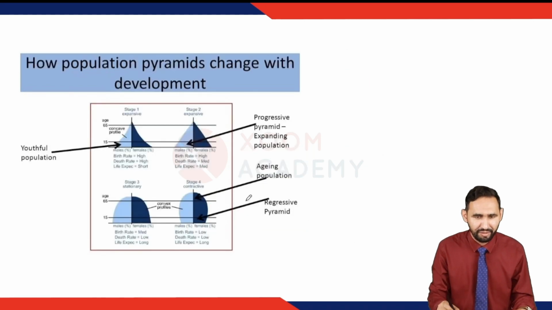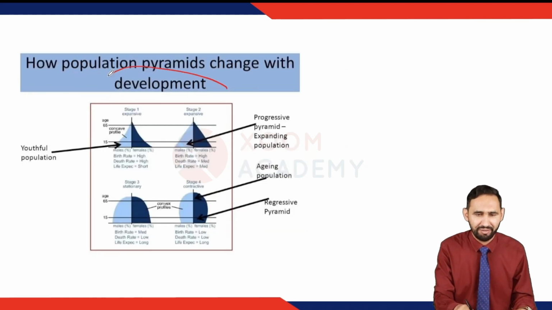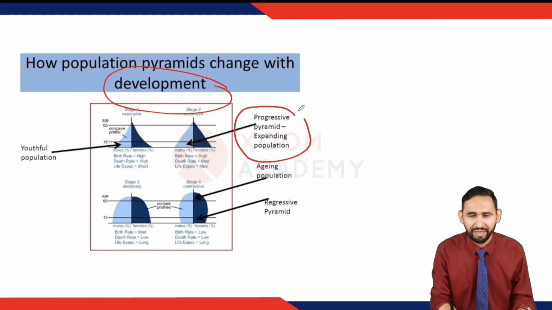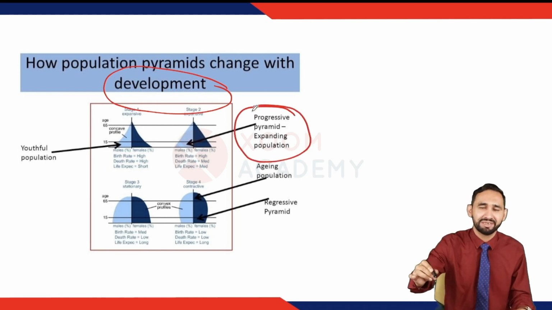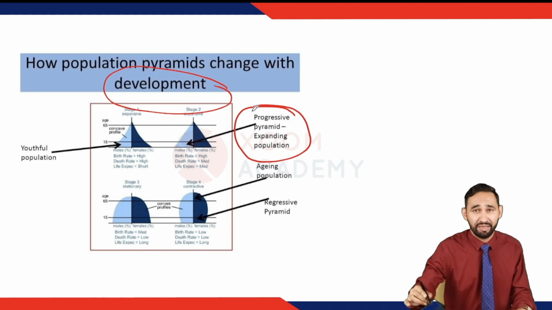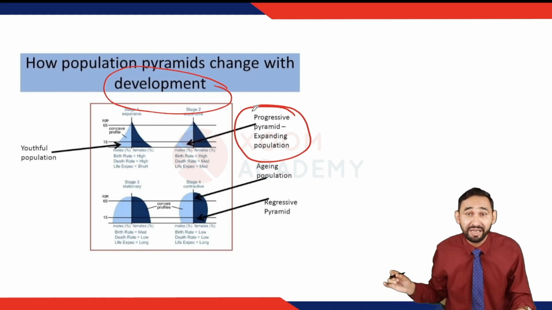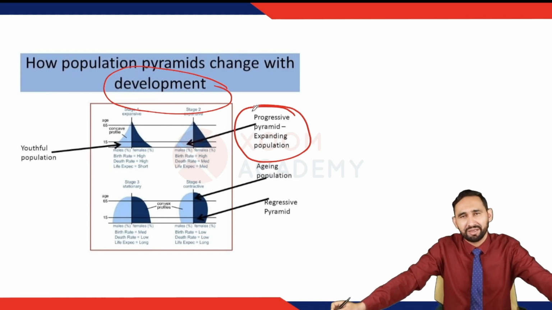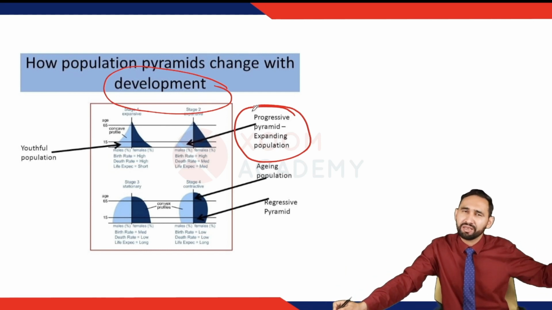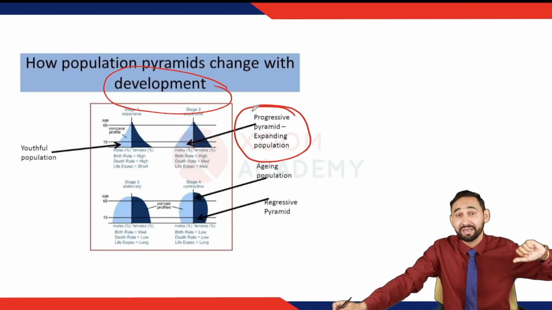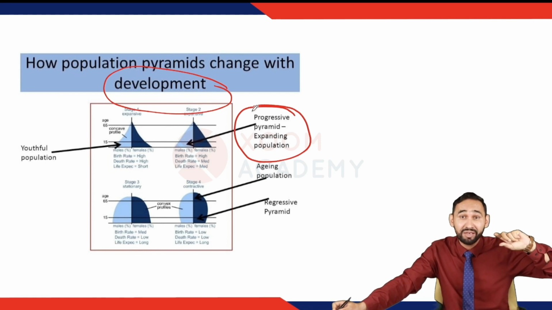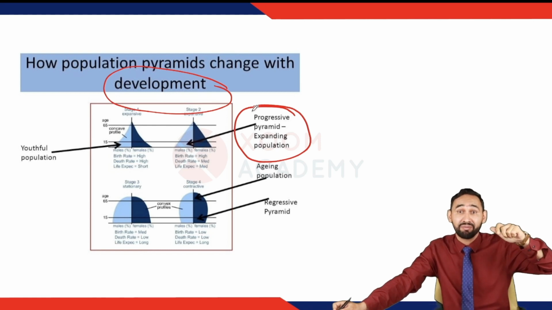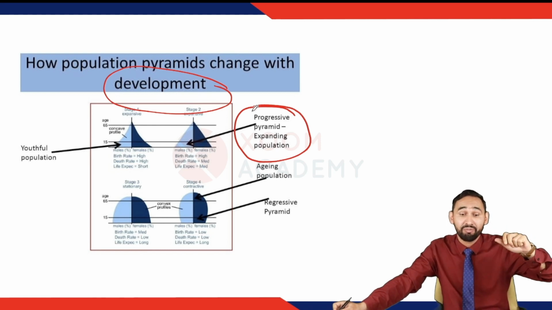How can a population pyramid change development? This is a very important question. A progressive pyramid shows an expanding population. Population is increasing. We need further plans, more schools, residents, and resources. What happened with Pakistan? Population is growing, momentum is increasing, but resources are not increasing. They are static. We need new interventions and new policies specified according to our population's needs.